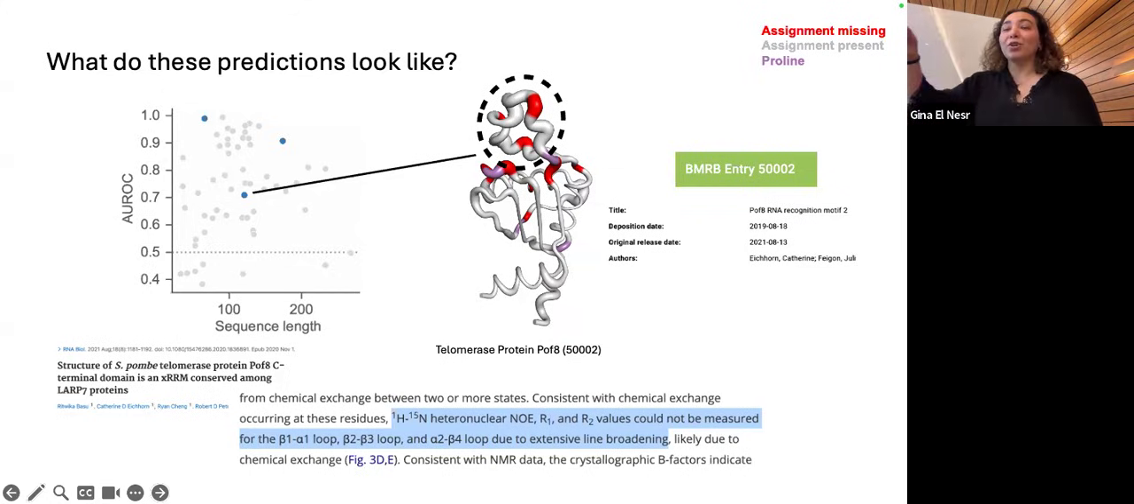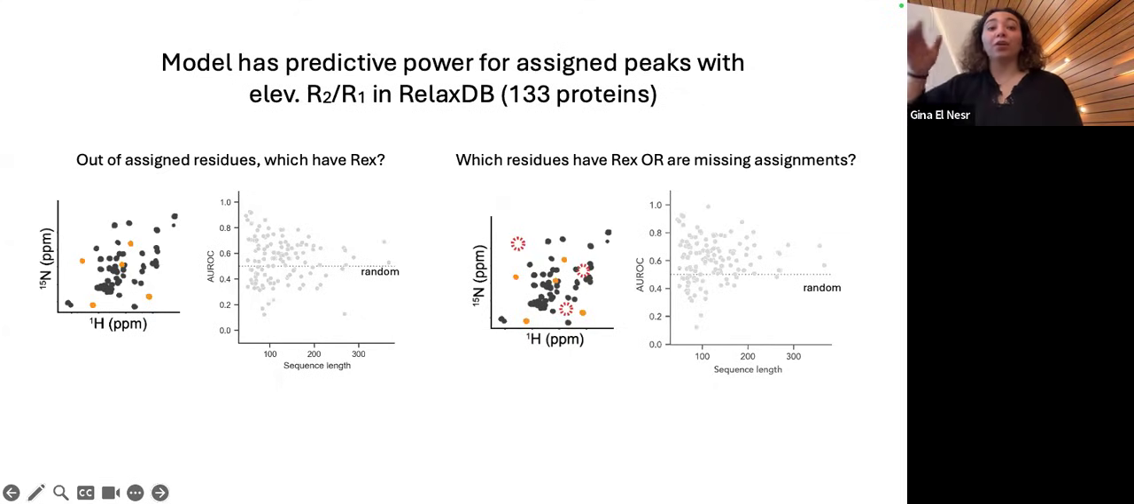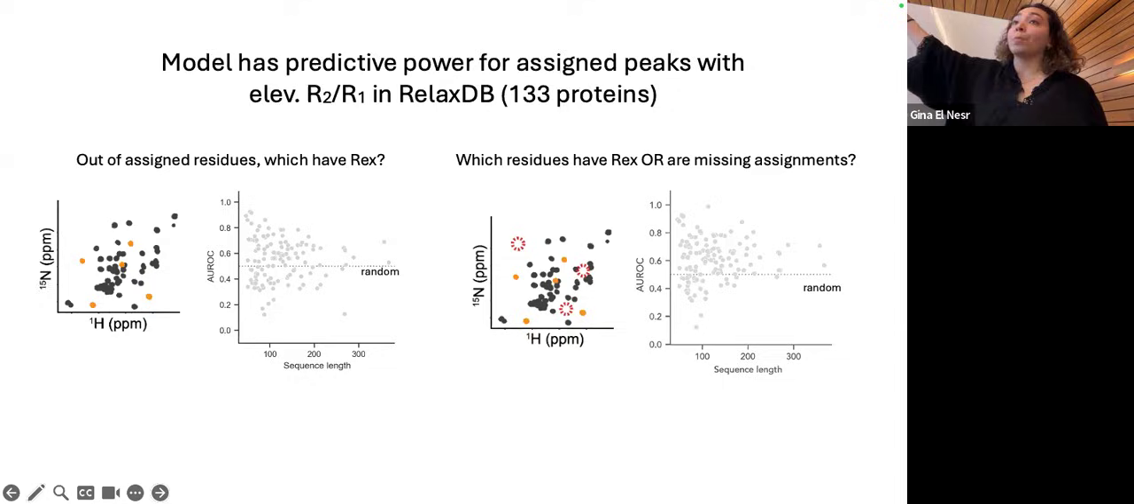But really what we wanted to know is how well it does on RelaxDB. Are we really capturing chemical exchange? The model does have predictive power for assigned peaks with elevated R2 over R1. Where there are orange dots, those are the ones that have chemical exchange, and a lot of them are above random. But if you remember, missing assignments are also exchange broadened, and if we incorporate that, that whole part goes up. What is underneath the random baseline? Why are those ones getting predicted poorly?